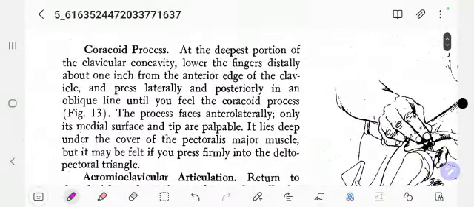The coracoid process: at the highest, deepest portion of the clavicular concavity, lower the finger distally about 1 inch from the anterior edge of the clavicle and press laterally, posteriorly in an oblique line until you feel the coracoid process. The process faces anterolaterally; only its medial surface and tip are palpable. It lies deep under the cover of the pectoralis major muscle, but it can be felt if pressed firmly into the deltopectoral triangle. This is a very, very important landmark. It can be called the lighthouse of the shoulder.